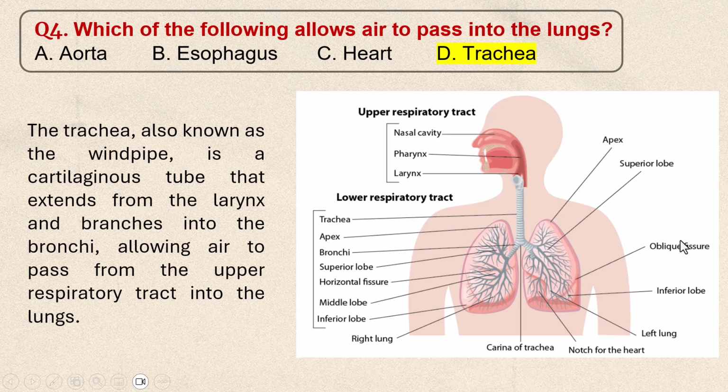Trachea. When you look at the respiratory tract, you can see the upper respiratory tract is composed of the nasal cavity, pharynx and larynx. Then the lower respiratory tract is composed of the trachea, then bronchi, then bronchioles, and the lungs. The trachea is known as the windpipe. It's a cartilaginous tube that extends from the larynx and branches into the bronchi, allowing air to pass from the upper respiratory tract into the lungs.